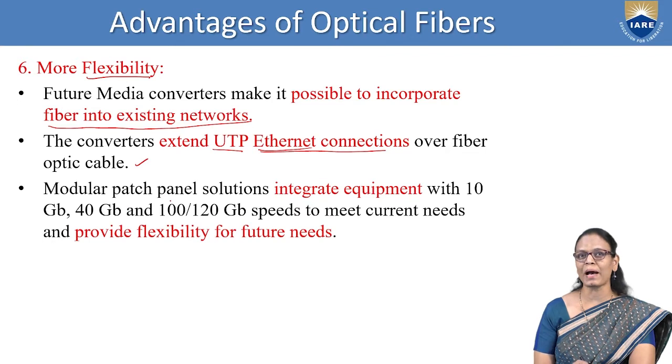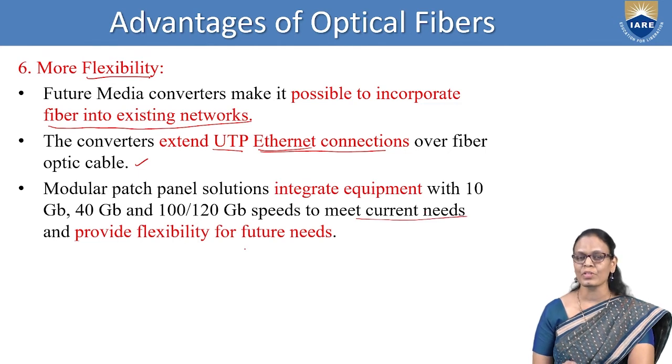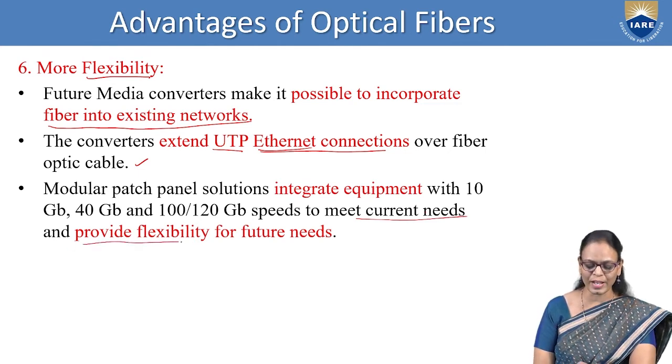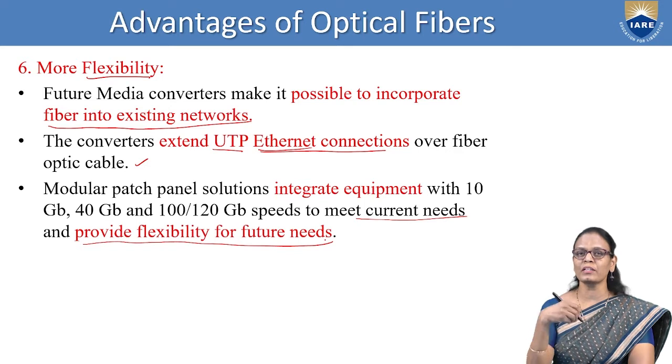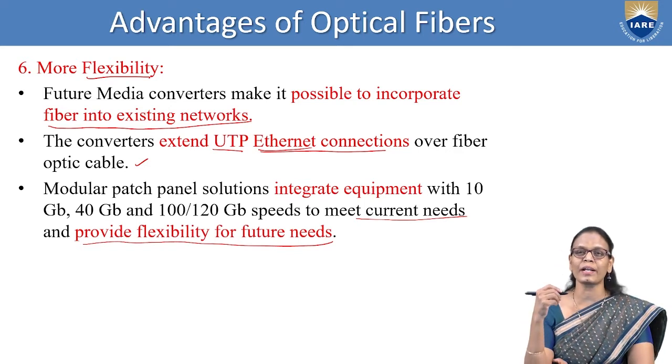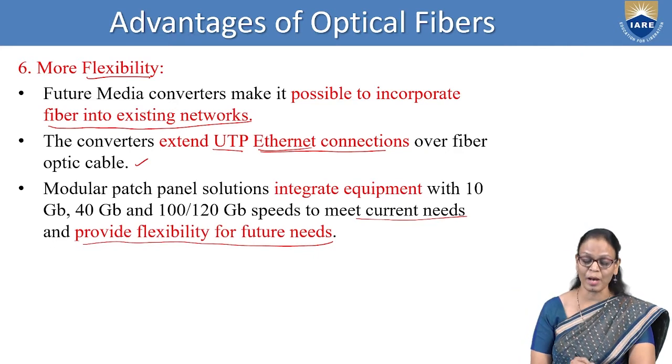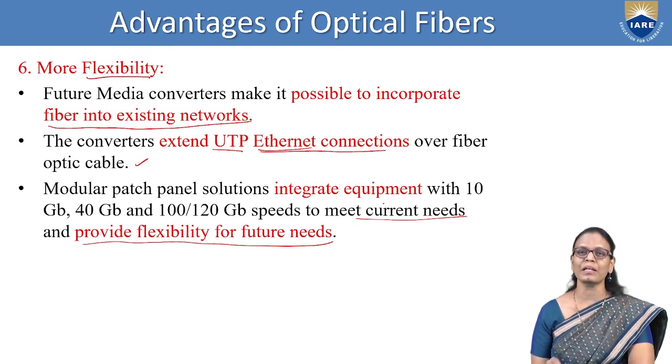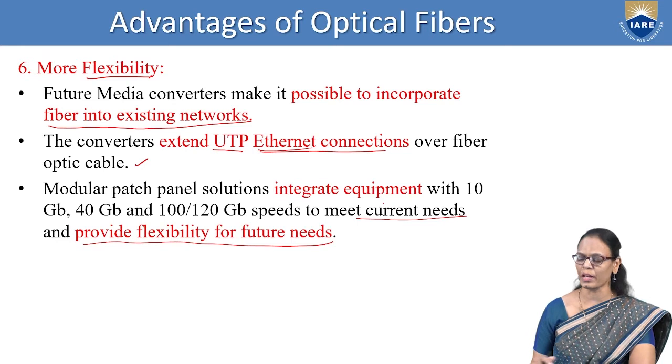Then modular patch panel solutions integrate equipment with 10 GB, 40 GB, 100 and 120 GB speeds to meet the current needs and provide flexibility for future needs. In the future, the speeds required are going to increase and increase because the amount of data that has to be transmitted increases. So the data speed also can be increased with the help of these optical fibers.